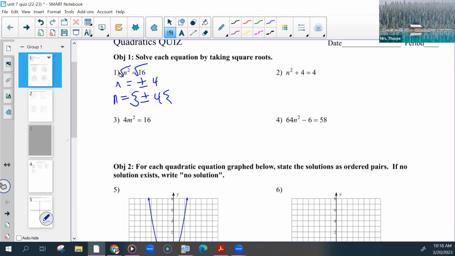For number two. Question. Yes. So if you don't like the plus or minus, it's needed. Because even though when you take the square root of 16, it is positive 4, negative 4 is also the same thing. So you need both.